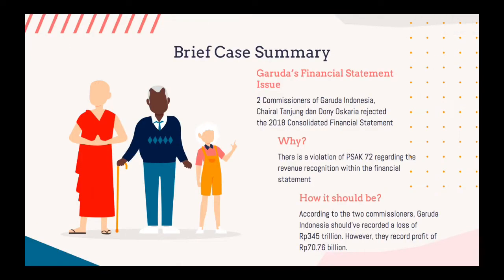So here is a brief case summary of the Garuda Indonesia scandal. As I've said before, the issue first arose when two commissioners rejected the 2018 consolidated financial statements, where one of the reasons is the violation of PSAK 72 regarding revenue recognition within the financial statement. Garuda Indonesia should have recorded a loss of 345 trillion rupiah instead of a profit of around 70 billion rupiah.